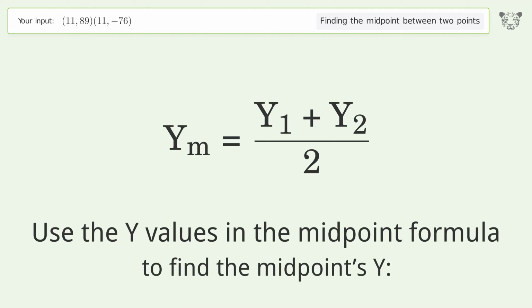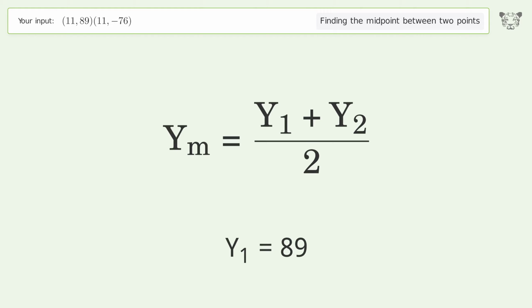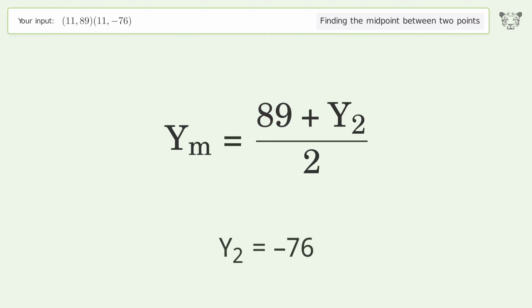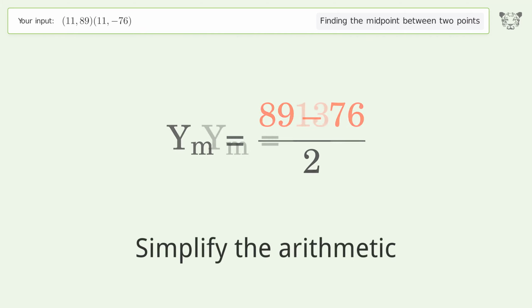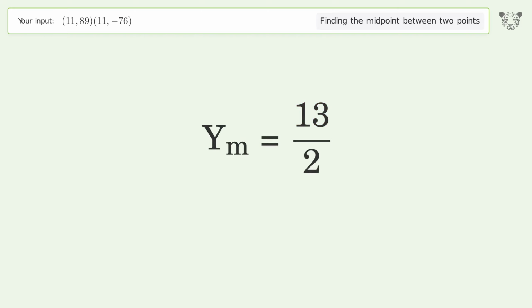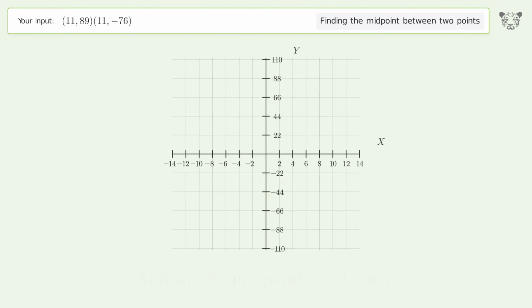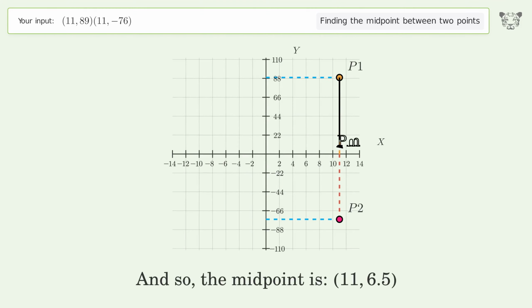Use the y values in the midpoint formula to find the midpoint's y. y1 equals 89. y2 equals negative 76. Simplify the arithmetic. And so, the midpoint is 11, 6.5.